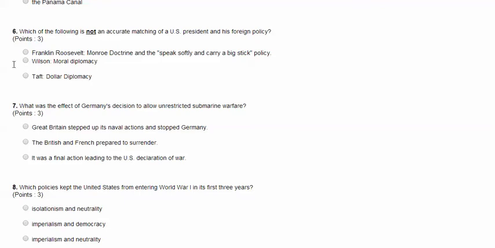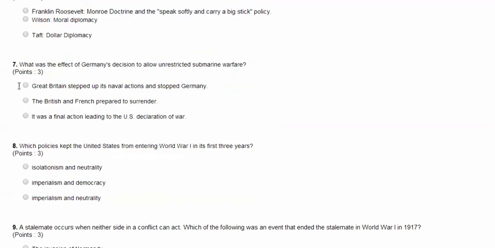Number 6, which of the following is not an accurate matching of a U.S. president and his foreign policy? Franklin Roosevelt and his foreign policies of the Monroe Doctrine and speak softly and carry a big stick. Wilson, moral diplomacy. Or Taft, with the foreign policy of dollar diplomacy? Which one does not accurately match the U.S. president with his foreign policy concepts?